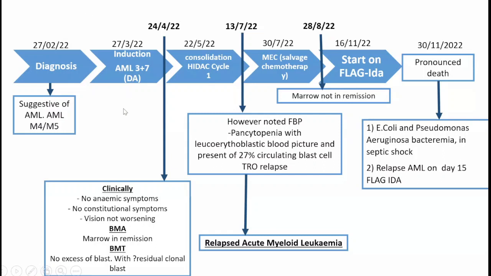Upon completing induction, 1 month later she was clinically in remission, and the bone marrow aspirate we also concluded as in remission, and the bone marrow trephine we commented as no excess of blasts, query residual clonal blasts. With the clinical remission and our lab support, the patient was in remission and continued with consolidation. However, after completing consolidation, the blood film showed 27% circulating blasts, so the patient came again with relapsed acute myeloid leukemia.